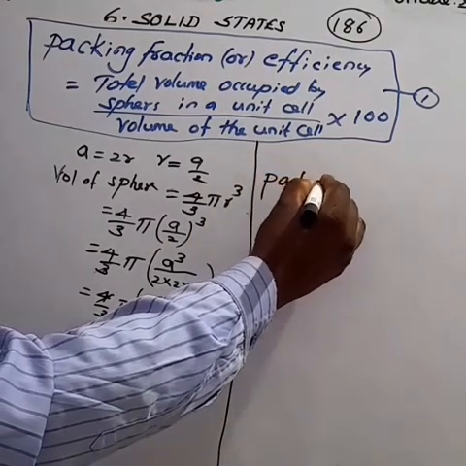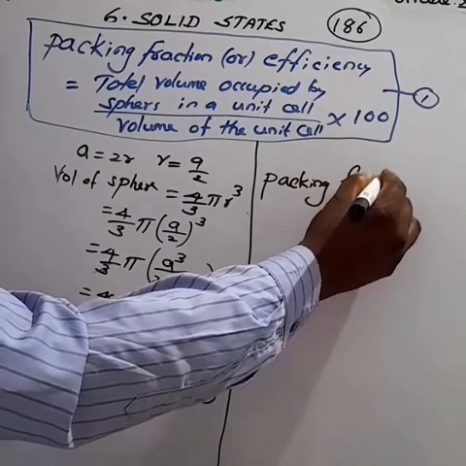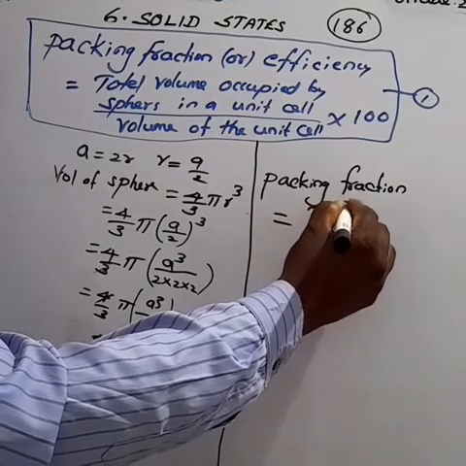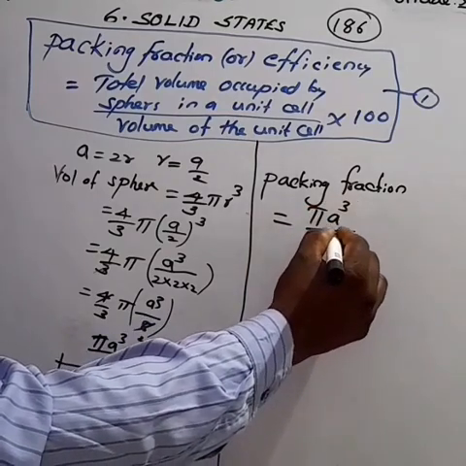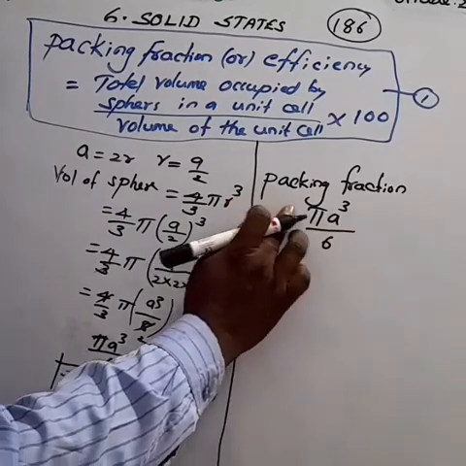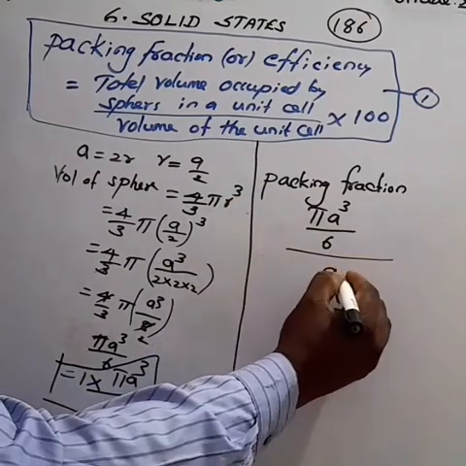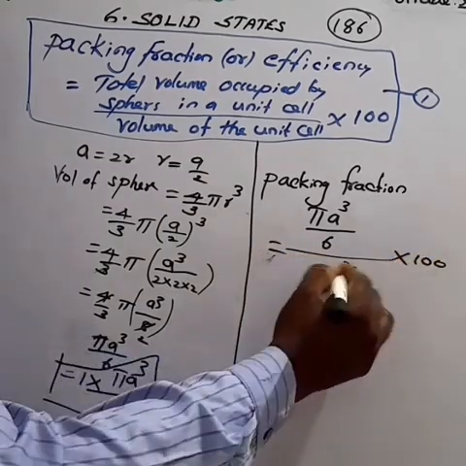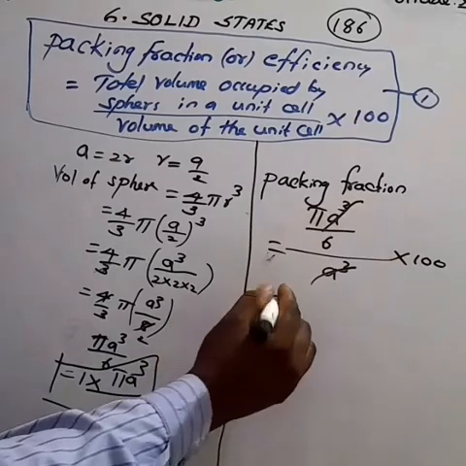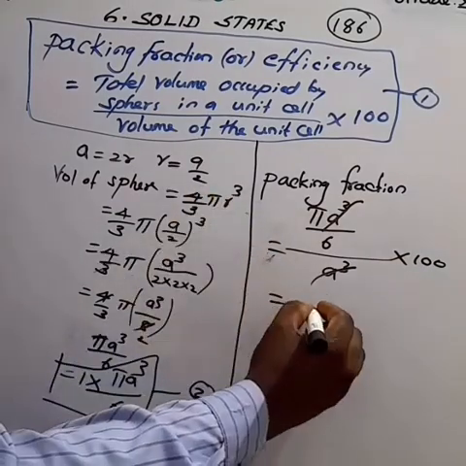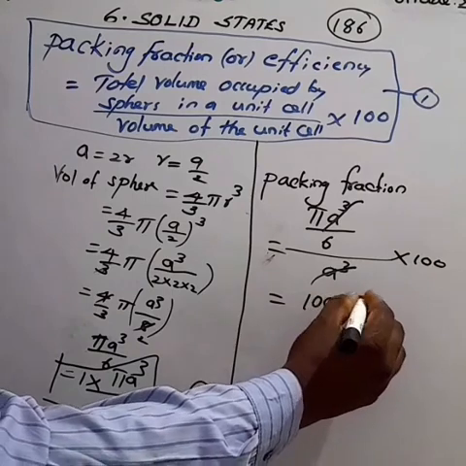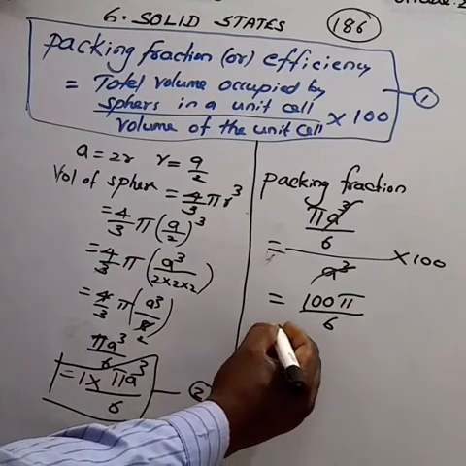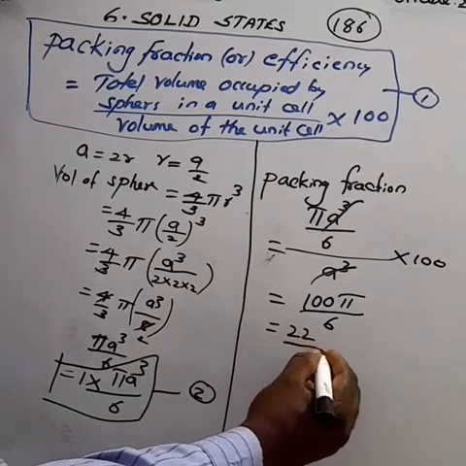Packing fraction is equal to pi a cube divided by 6, divided by a cube, into 100, because the volume of the unit cell is a cube. A cube I am going to cancel here. So what is the answer? 100 pi divided by 6. Here we are using the pi value as 22 divided by 7.